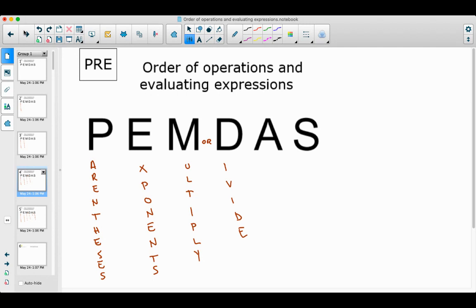The next one is adding or subtracting, and that's the same. You can subtract first and then add. Whatever order happens from left to right, that's how you want to do it. So these are the order in which you're doing operations when you're evaluating some sort of an expression.